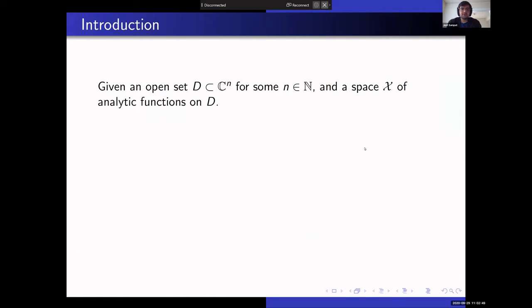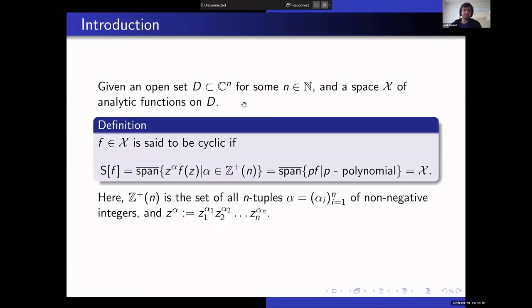So the basic framework of this talk surrounds the space X of analytic functions on an open set in Cn. And for the introduction part, I'll just say that the space X is reasonable enough, but I'm going to justify what I mean by reasonable enough later. So I have a space X of analytic functions on this open set in Cn.